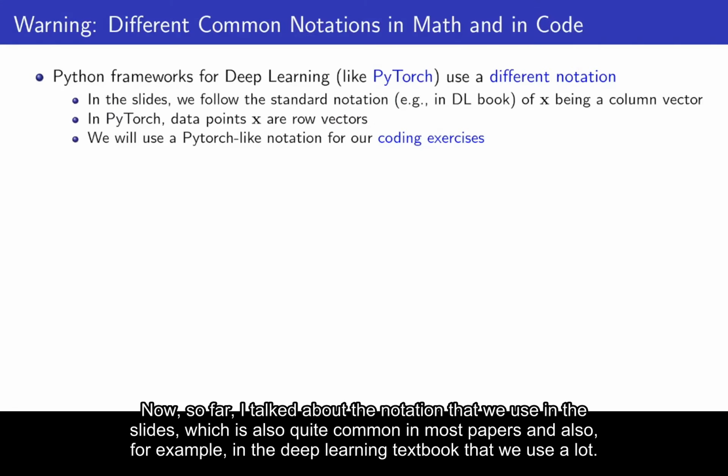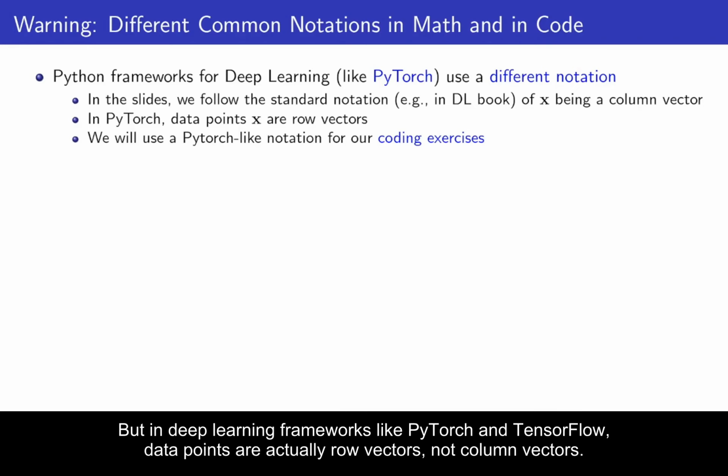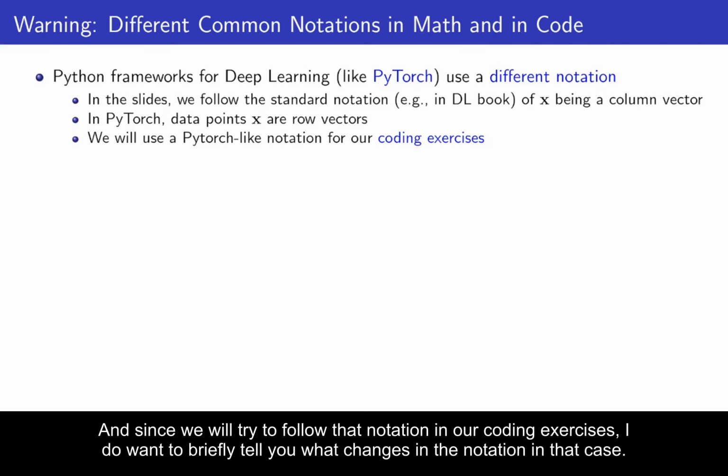Now, so far I talked about the notation that we use in the slides, which is also quite common in most papers and also, for example, in the deep learning textbook that we use a lot. But in deep learning frameworks like PyTorch and TensorFlow, data points are actually row vectors, not column vectors. And since we will try to follow that notation in our coding exercises, I do want to briefly tell you what changes in the notation in that case.